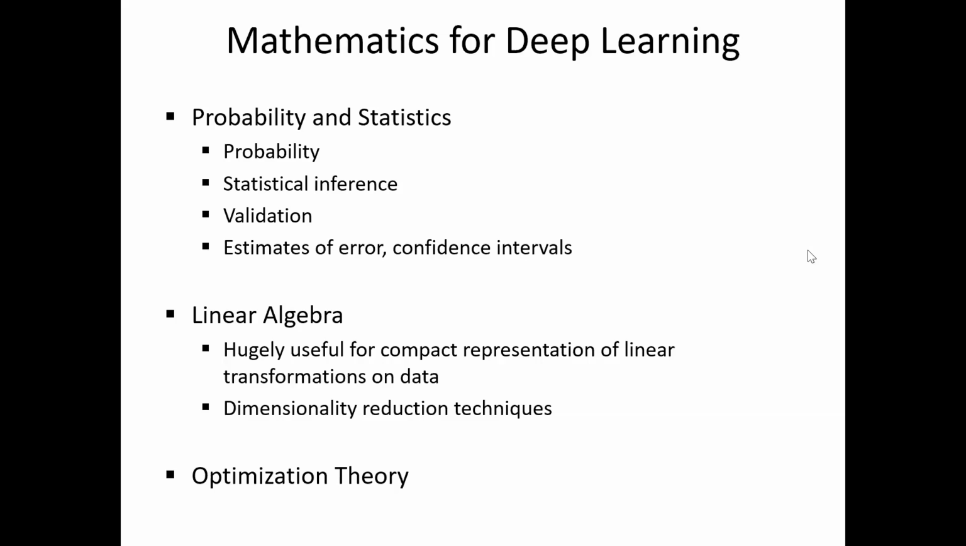And optimization theory. Optimization theory plays a pivotal role in deep learning models. A lot of optimizers are used in various machine learning models and deep learning models also. So we need to know different linear optimization techniques and nonlinear optimization techniques.